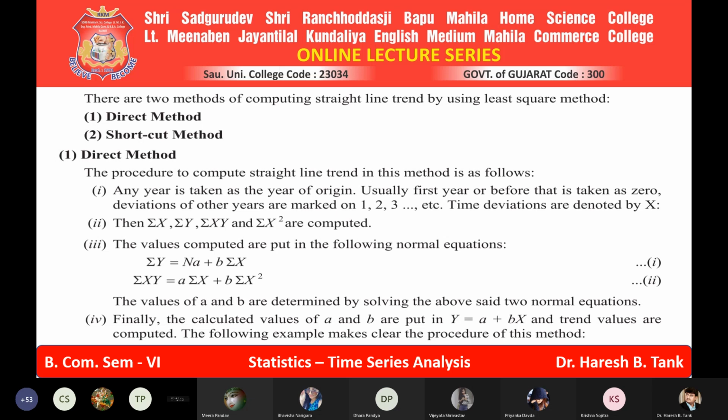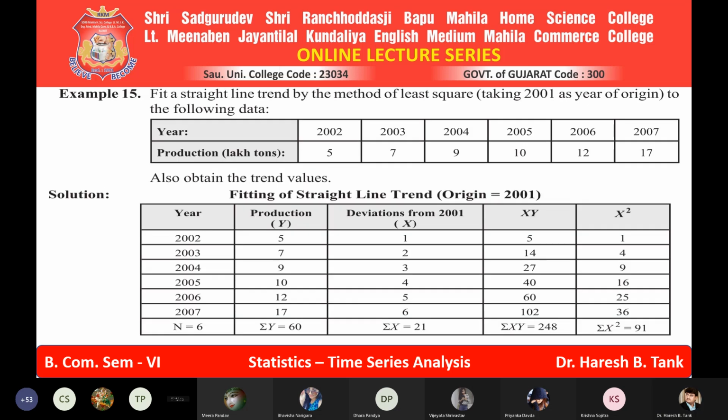Now, there are two methods. One is direct method and second is shortcut method. Right now, we are concentrating on a direct method. Let us take one of the examples that will make it clear how to do it. Just write down the example.